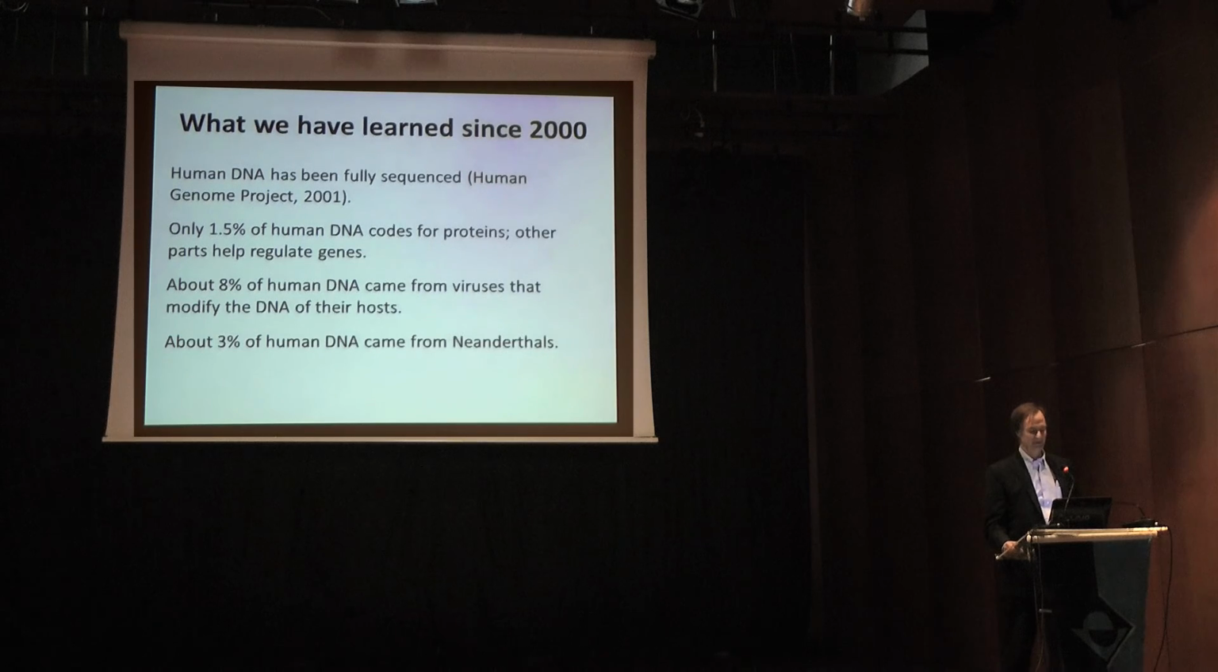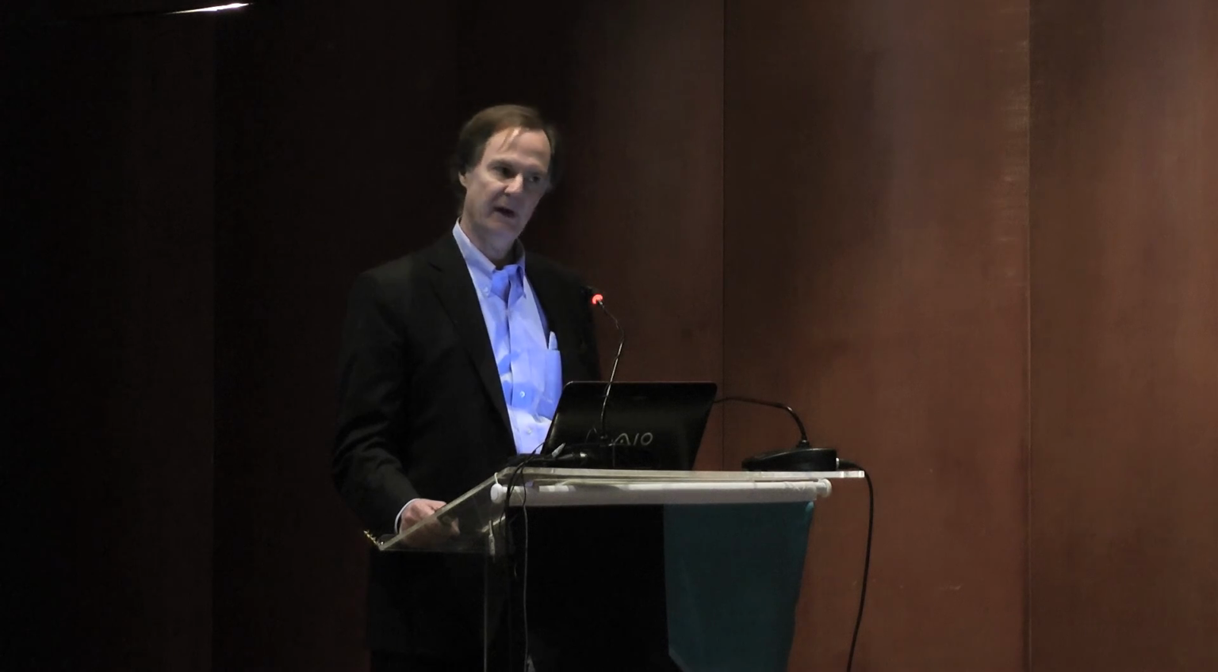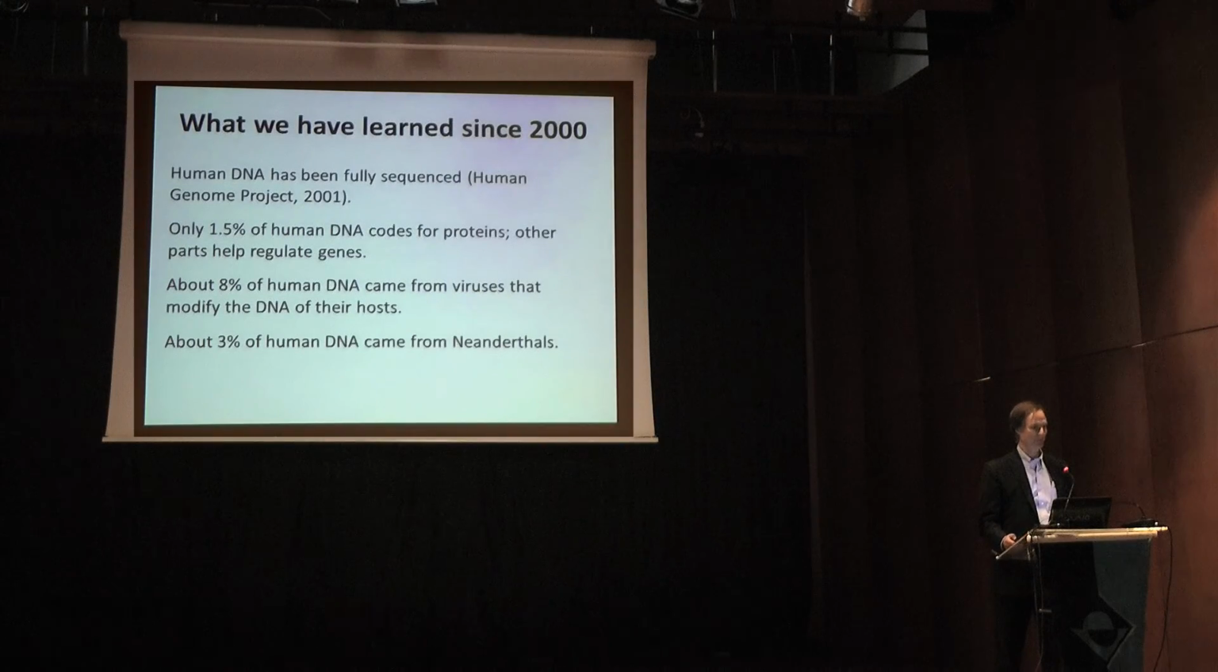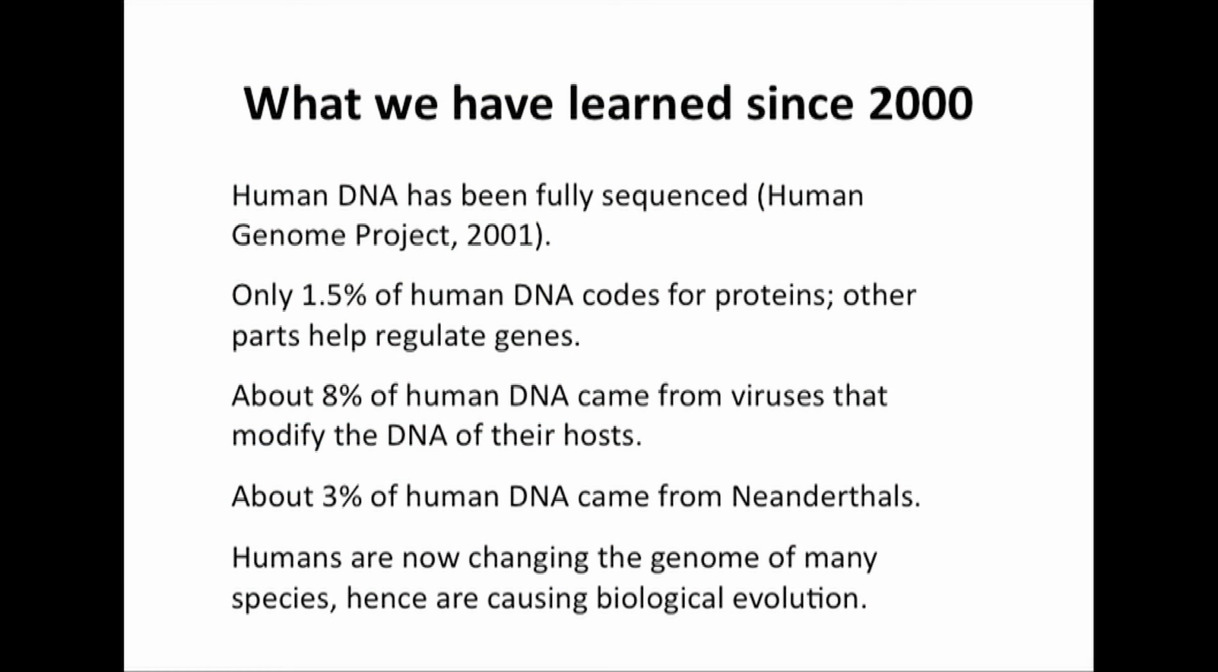About 3% of human DNA came from Neanderthals, from what we thought was a different species that went extinct over 100,000 years ago. Our DNA is mixed up with that of the Neanderthals. Did we murder the Neanderthals, or did we mate with them and more successfully breed than they did? We don't know.